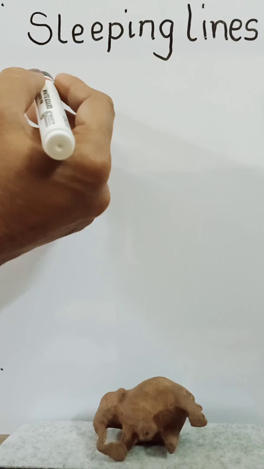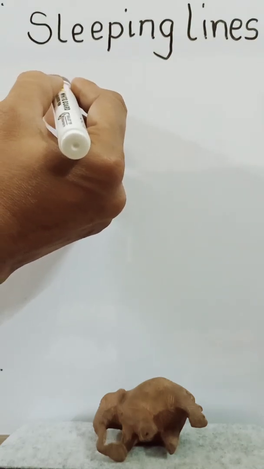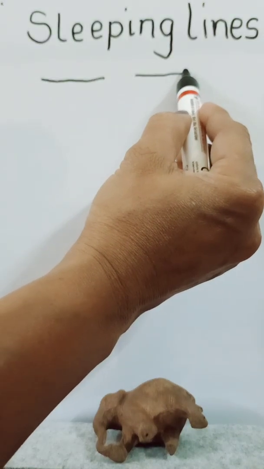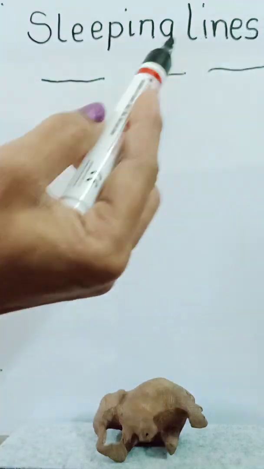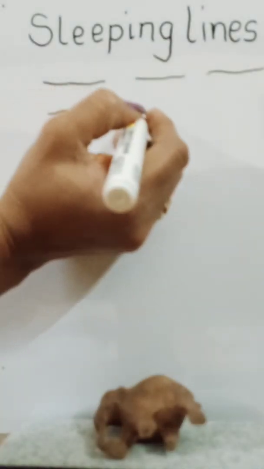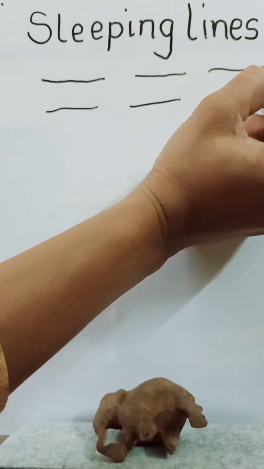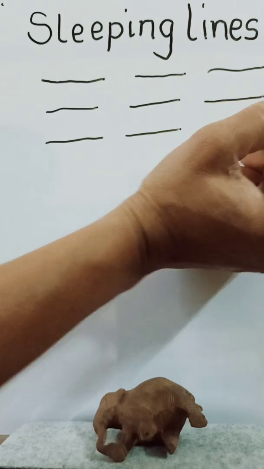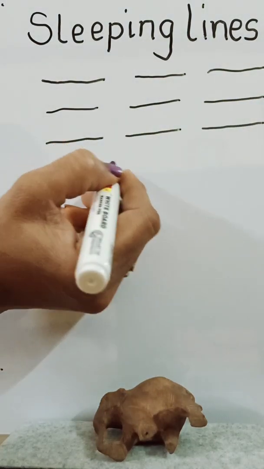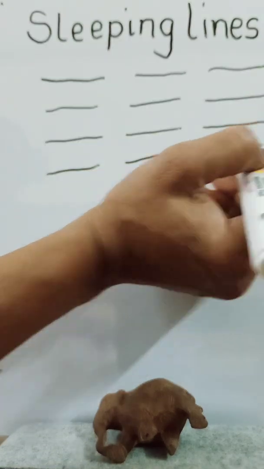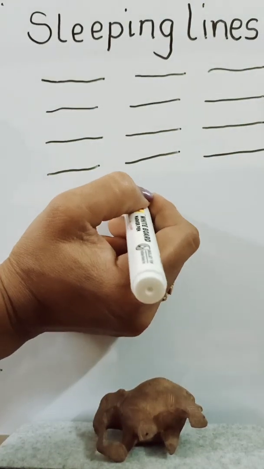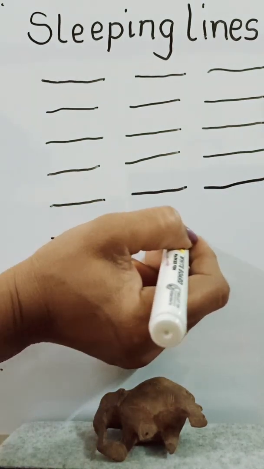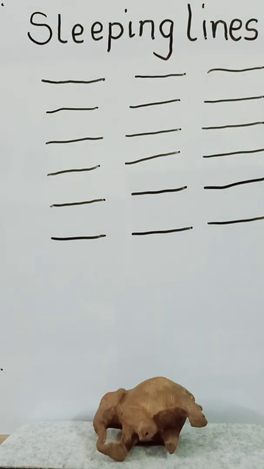So look here, sleeping lines from the left. You take the line and draw it to the right. See here, from the left to the right. Left to right. I take it at a stretch to the right. Left to the right. See? So what are these? These are your sleeping lines.